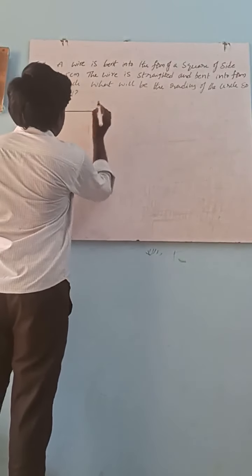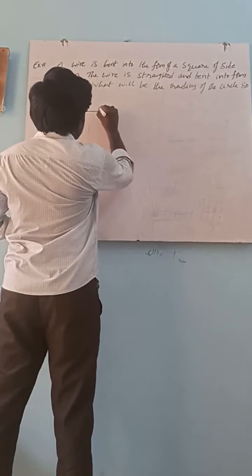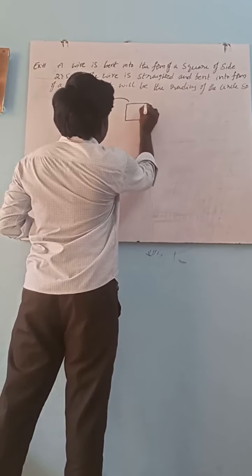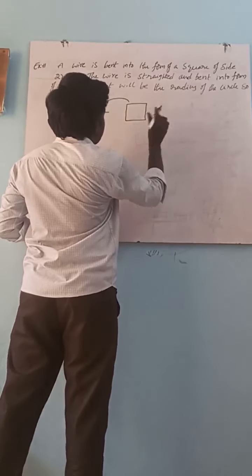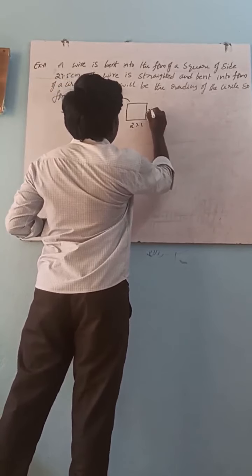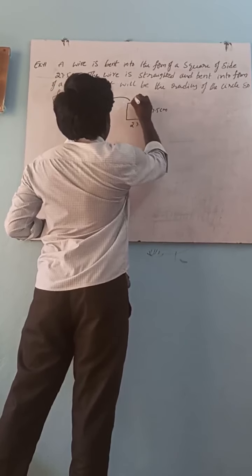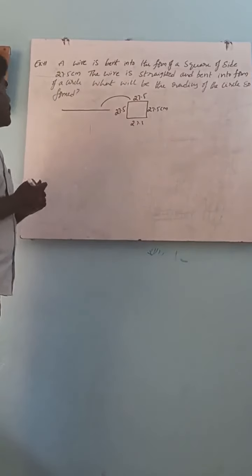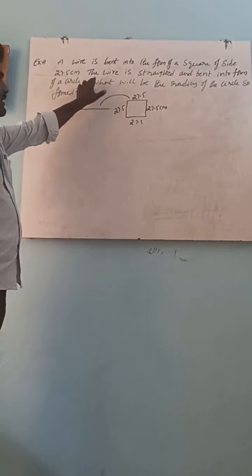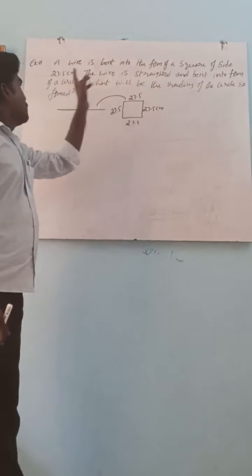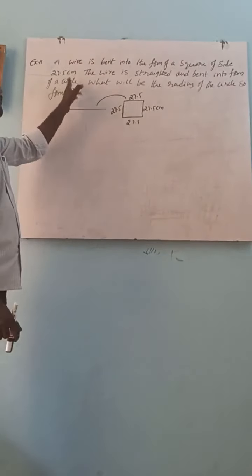Let us take it as the wire. So this wire is bent in the form of a square. Each side length is how much? 27.5 centimeter. The wire is bent in the form of a square of side 27.5 centimeter. The wire is straightened and bent into the form of a circle.